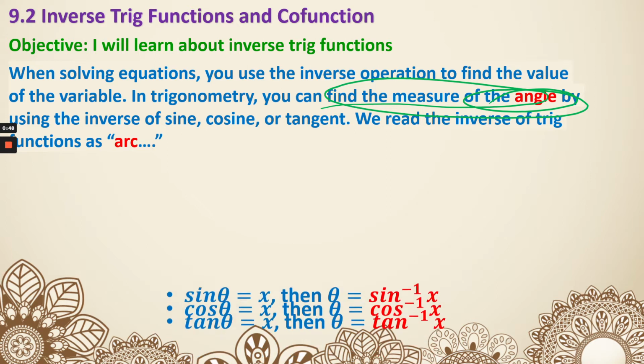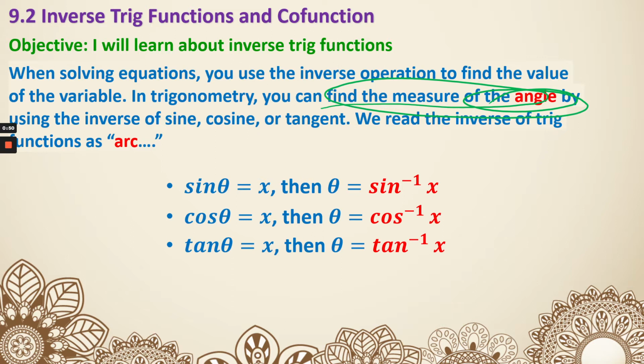So here they are. Here are the 3 main inverse trig functions. Sine theta equals x, and then theta equals arc sine x. And sometimes, instead of writing the -1, we just write them using the word arc. So arc sine x, arc cosine x, and arc tangent x.